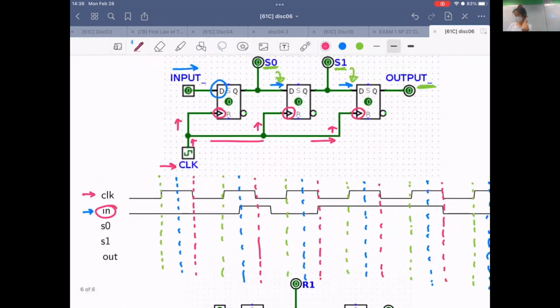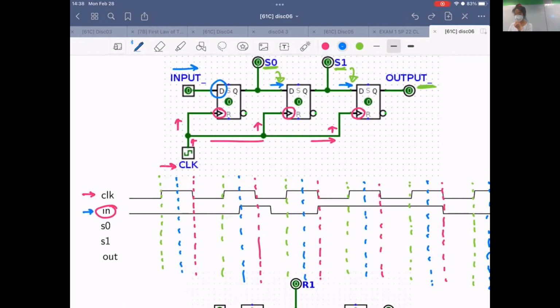Okay, so let's draw this with blue. When we first start out, what kind of value do we have? Do we have low? Do we have high? Do we have not sure? Right here, I heard some, sorry. Yeah, so we don't know what it is. And the reason for that is because we only know what it is after our first rising clock edge.